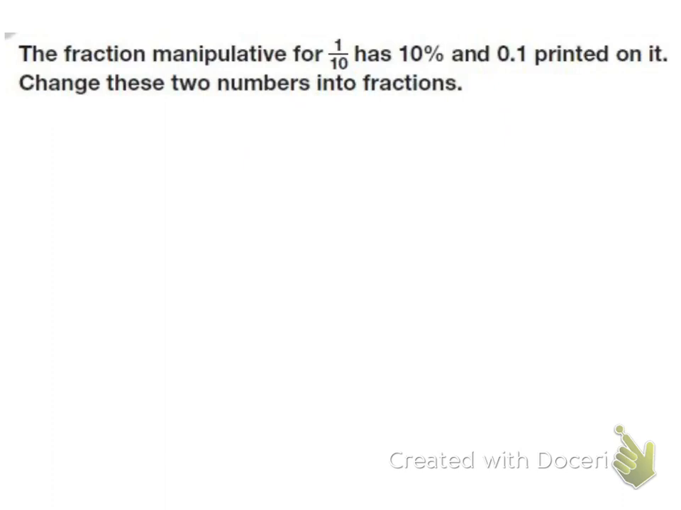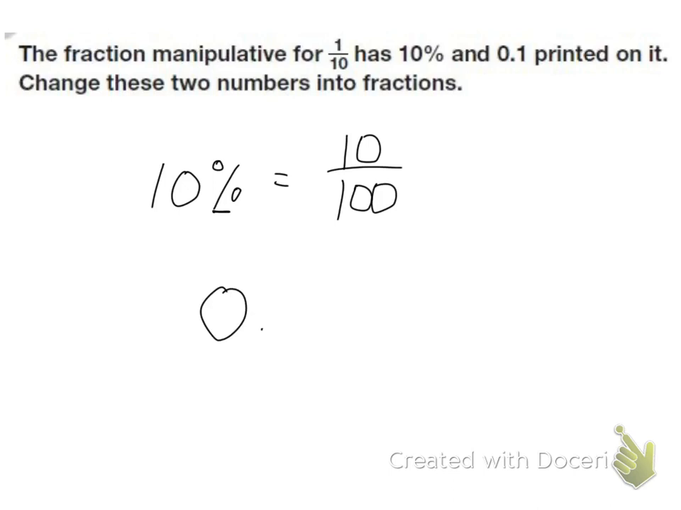Here I have the fraction manipulative 1/10, which has 10% and 0.1 printed on it. Change these two numbers into fractions. 10% is the same as 10 over 100. Remember, percent means per 100, so we always have 100 on the bottom. And 0.1 is the same as 1/10, because the 1 is in the tenths place.